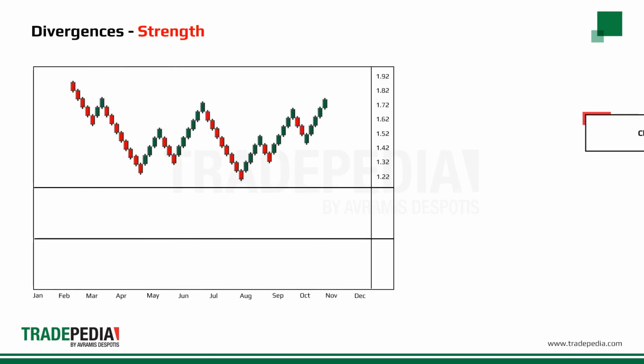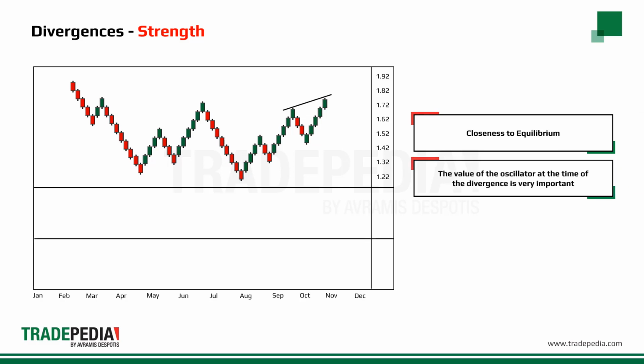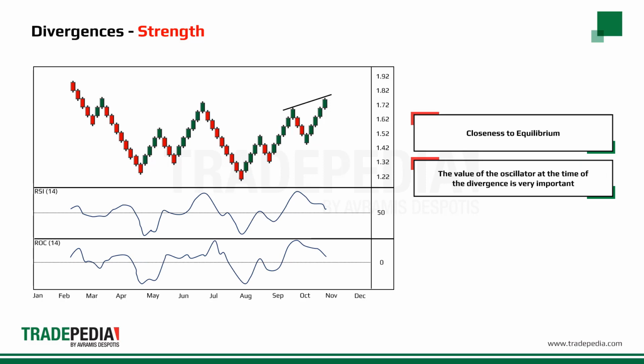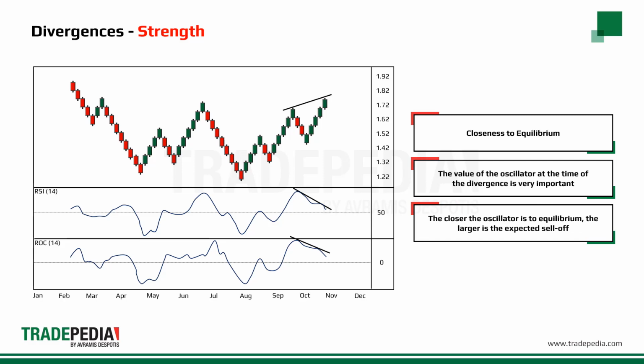A critical element to the strength of a divergence is the closeness of the momentum oscillator to its equilibrium level. The value of the oscillator at the time of the divergence is very important. Like in our example, note how the RSI and ROC are close to their equilibrium level at the time of the divergence. The closer the oscillator is to the equilibrium, the larger is the expected sell-off.